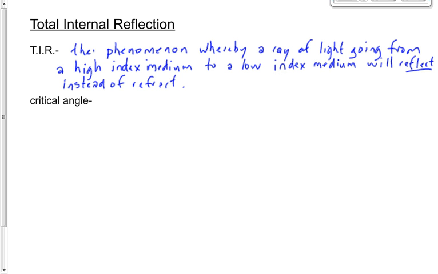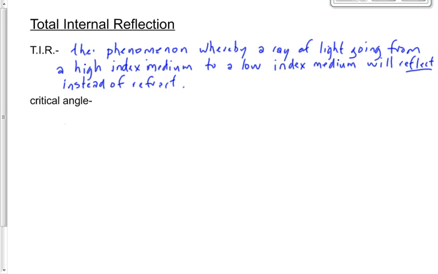In other words, a ray of light goes from glass to air, from diamond to air, from water to air, from glass to water. Maybe it doesn't refract. It still can, depending upon the angle of incidence, but it doesn't always. Okay, it can reflect. But remember, it has to be going from high to low index of refraction, never the other way around from low to high.